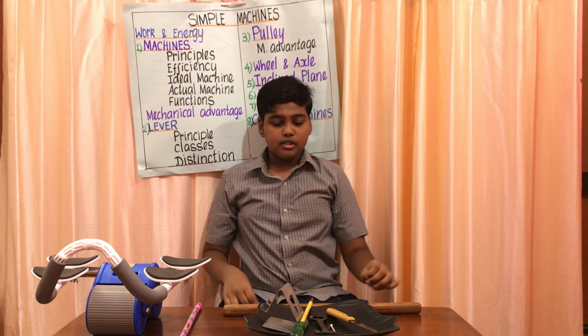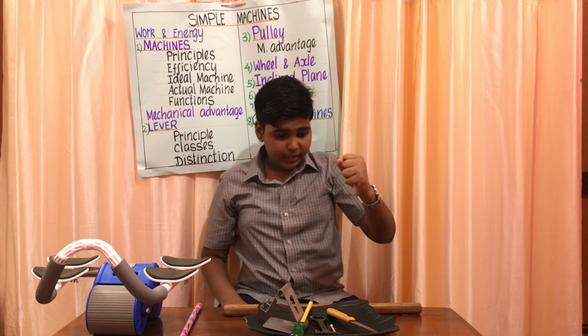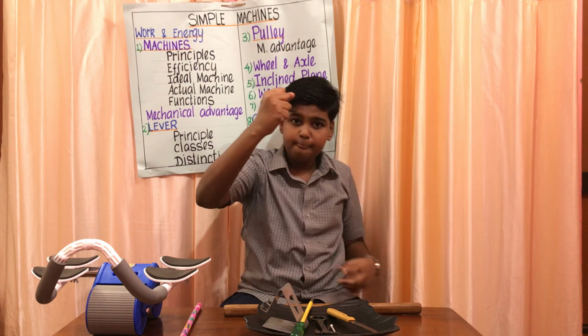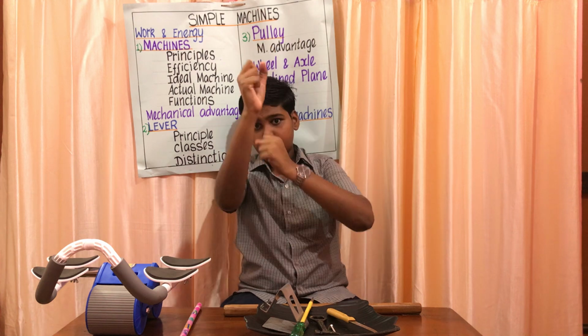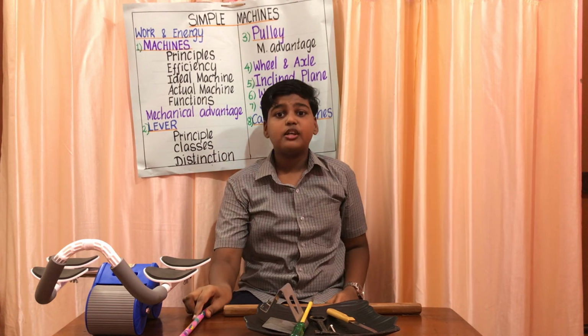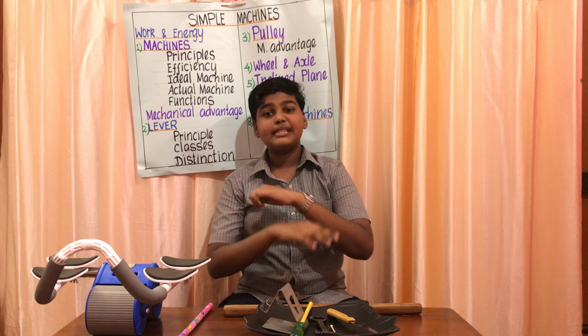Understood, friends? So in order to lift a load with the pulley, the load will be tied to one end of the rope, and the effort will be applied on the other end of the rope by pushing it. And the next one is the mechanical advantage. The mechanical advantage of an ideal pulley, you need to keep that in mind, is equal to 1.